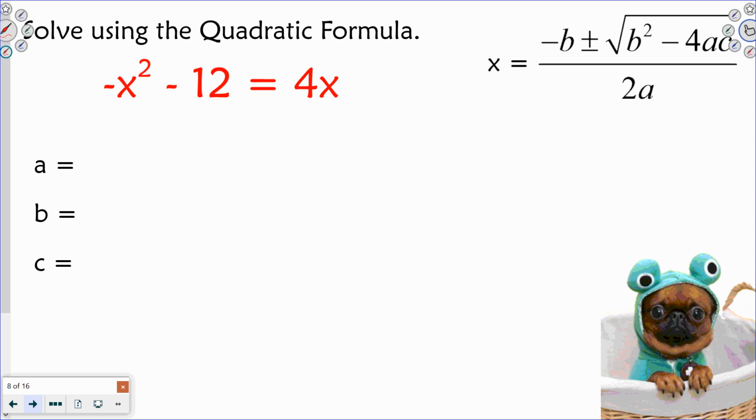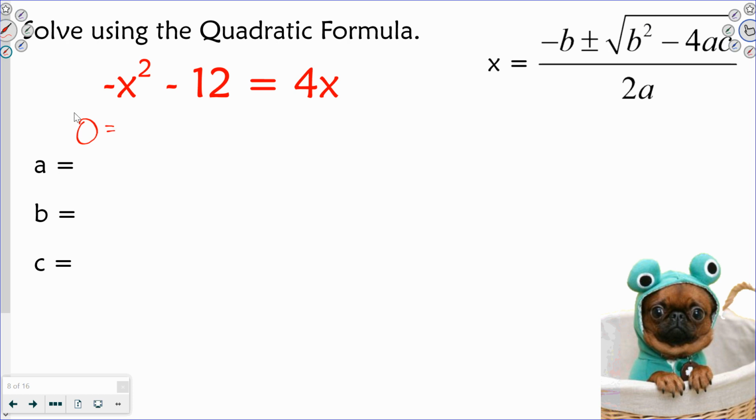All right. Negative x squared minus 12 equals 4x. So I need to write that in standard form. What's going to be my best option here? I'm going to move the x squared and the 12. Because what happens when I move them? Positive. Yeah, positives are going to be a lot easier. More negatives I can kind of work away from, the better.